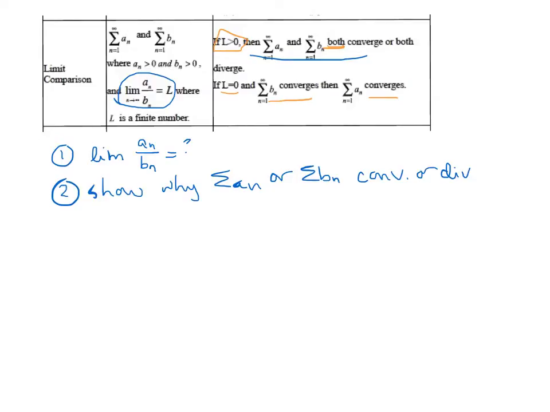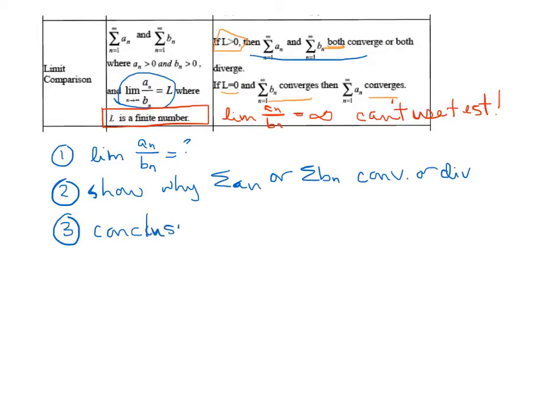And the only other thing that I want to mention on this that's really important and easy to miss is that L is a finite number. So that means that if you take the limit of a sub n over b sub n and it's equal to infinity, you can't use this test. You would have to go to a different test. And this is different. Divergence test, the first one we looked at, if you get infinity, it works. It's fine. But this one, if you get infinity, you cannot use this test. And the third thing we need to, of course, state is our conclusion. All right, some examples.